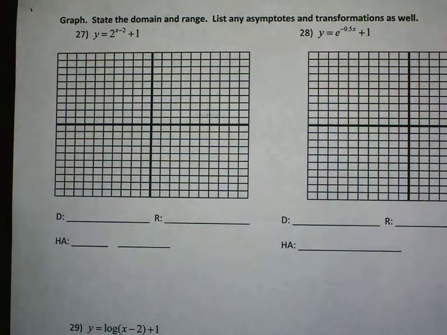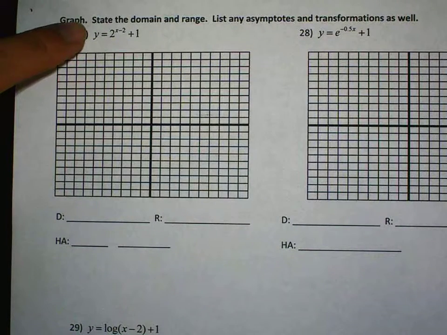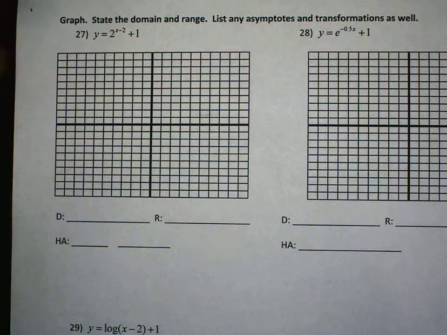All right, we're on number 27 of your Unit 7 test review. We're going to go ahead and graph this function. We have to state the domain and range, list any asymptotes, and then transformations as well. This is an exponential function, right? Because x is the exponent.